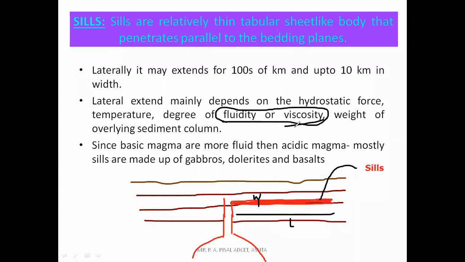So which magmas have the maximum length? Basic magma has the maximum length of sills. Acidic sills like granite and pegmatite are also there, but they are very rare. Such acidic composition sills have less length compared to basic sills like basalt, gabbro, and dolerite. So gabbro, dolerite, and basalt are the basic type of sills, because they form from the basic type of magma.